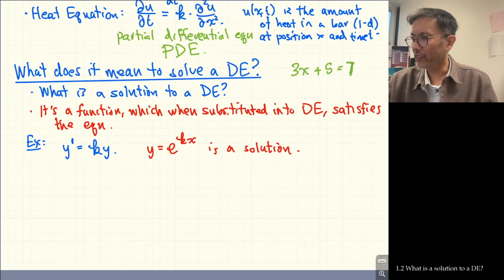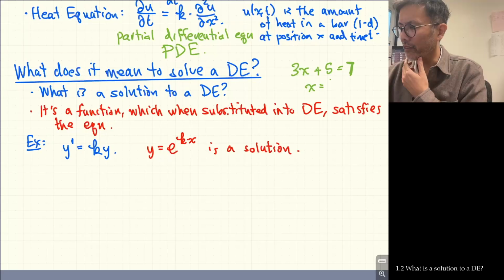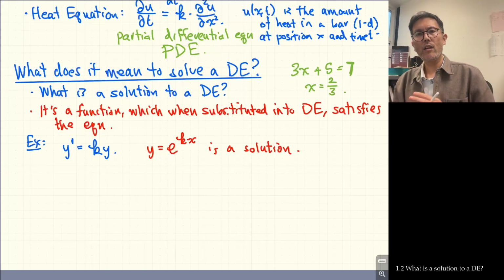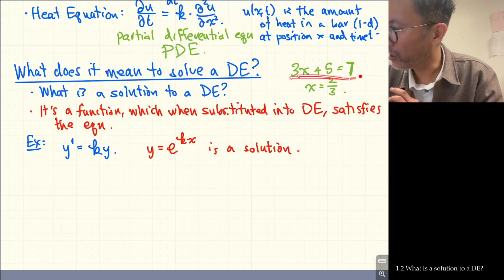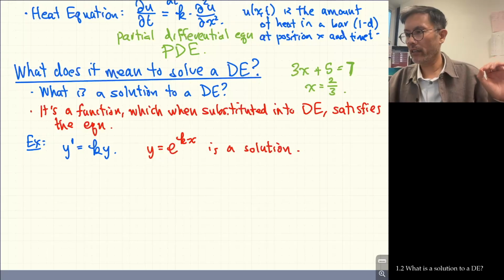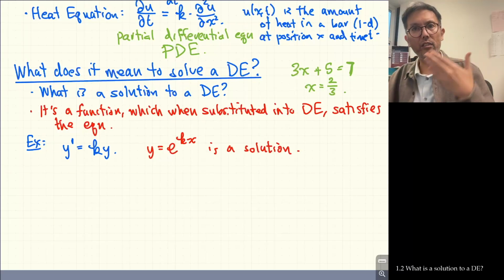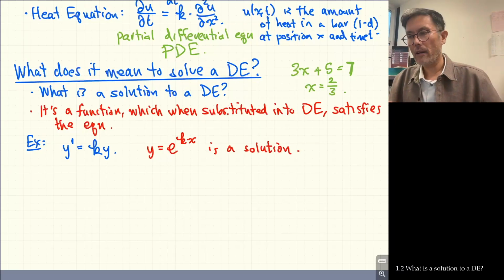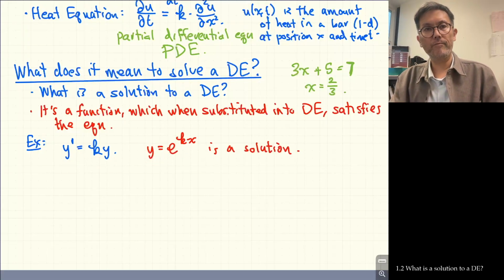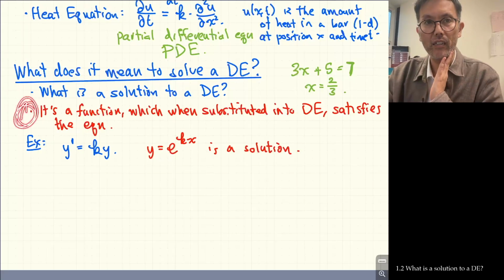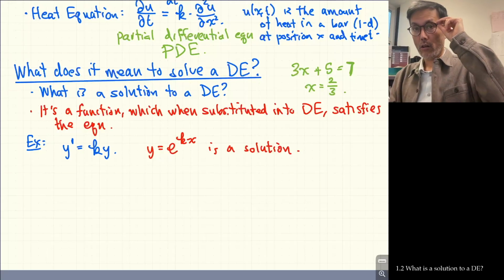3x plus 5 equals 7. You recall how you did that. You subtracted 5, you divided by 3, so you learned that x was equal to 2/3. Notice that the solution to this algebraic equation is a number. It's not a function, at least we don't think of it as a function. Differential equations are different because the solutions to differential equations, things like this, are functions. That's the point I'm trying to make with this red comment here: solutions to differential equations are functions.